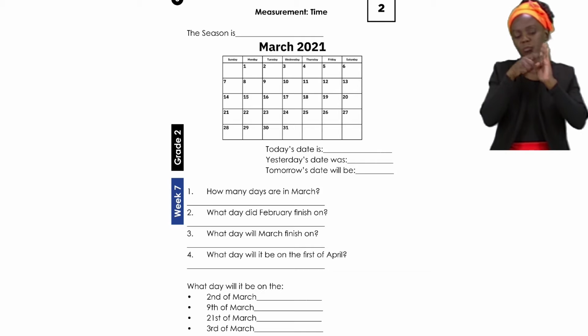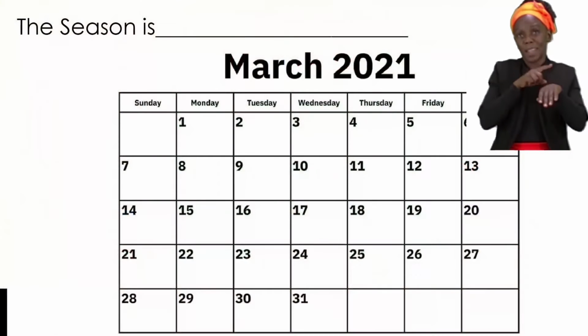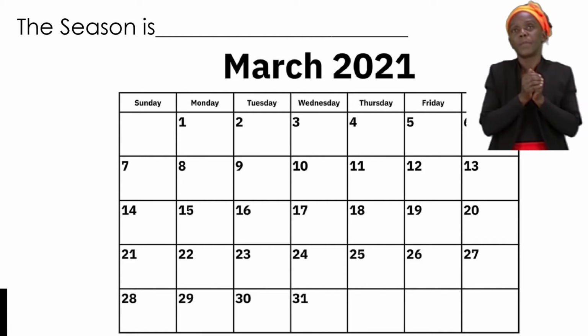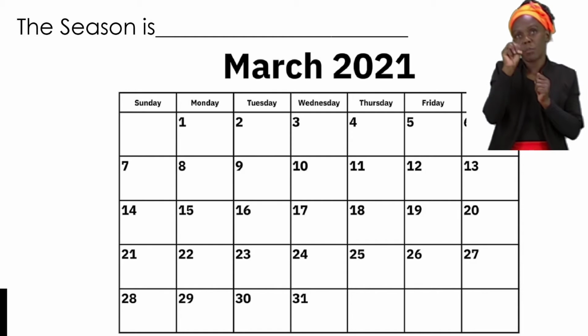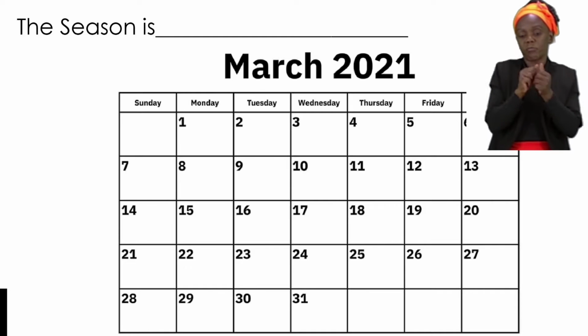Now the month that is chosen there is March of 2021. We can see that on the calendar we have the days and then the date. So the first thing we need to do is discuss the season. The season that we are in, boys and girls, is either summer, autumn, winter, or spring.